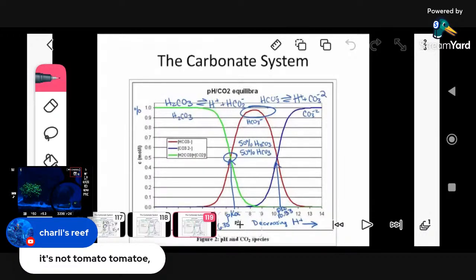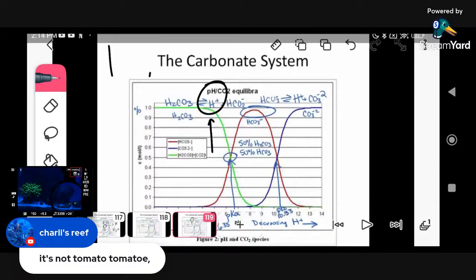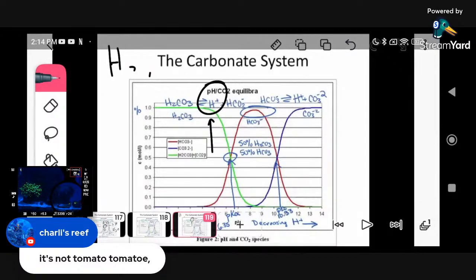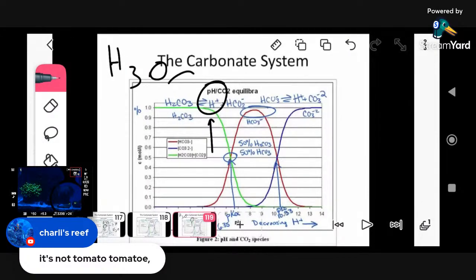or when people are learning chemistry, you see this free hydrogen right here? You see that one right there? You could also just call that H3O. H3O. And even right here also. And it would have been perfectly fine. Okay. It's just a technicality.